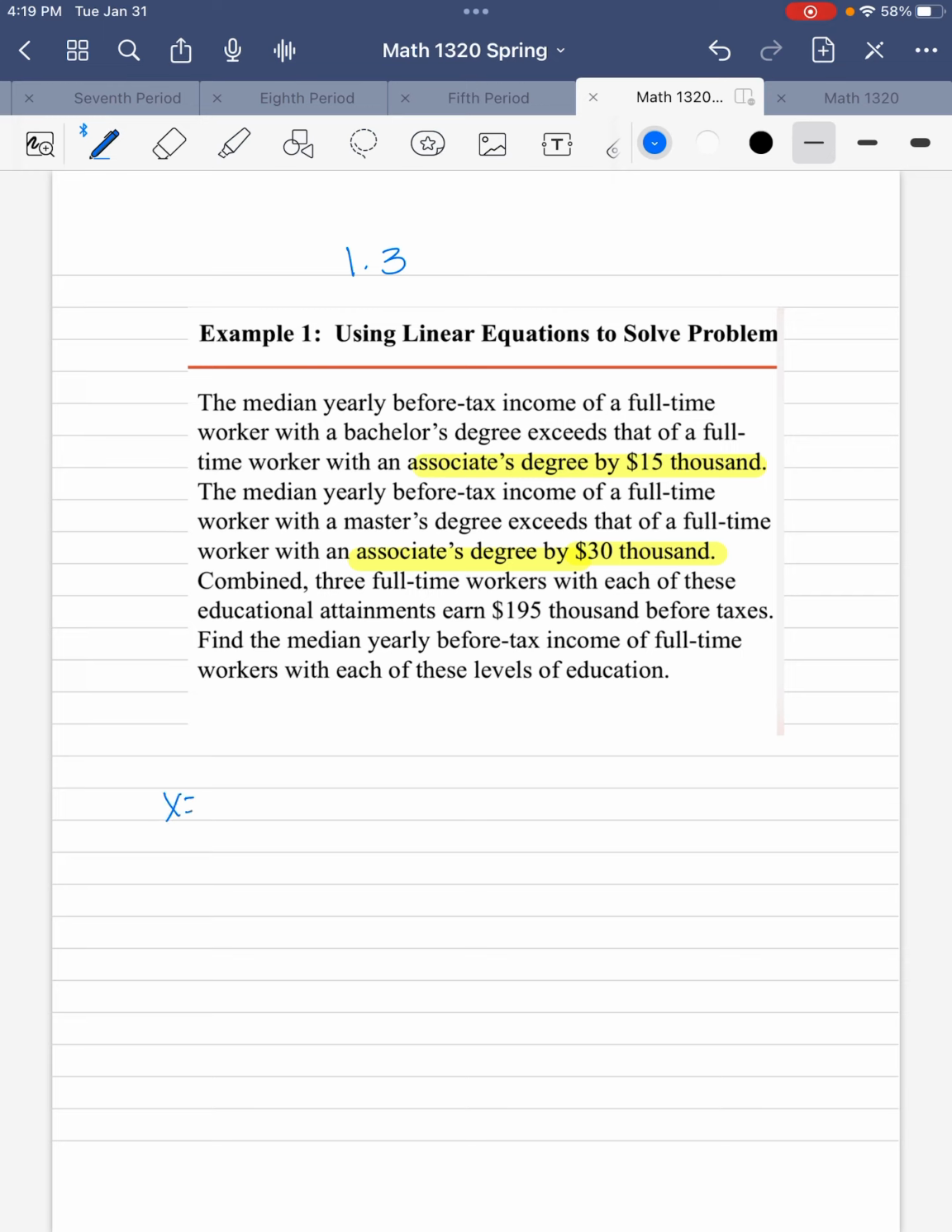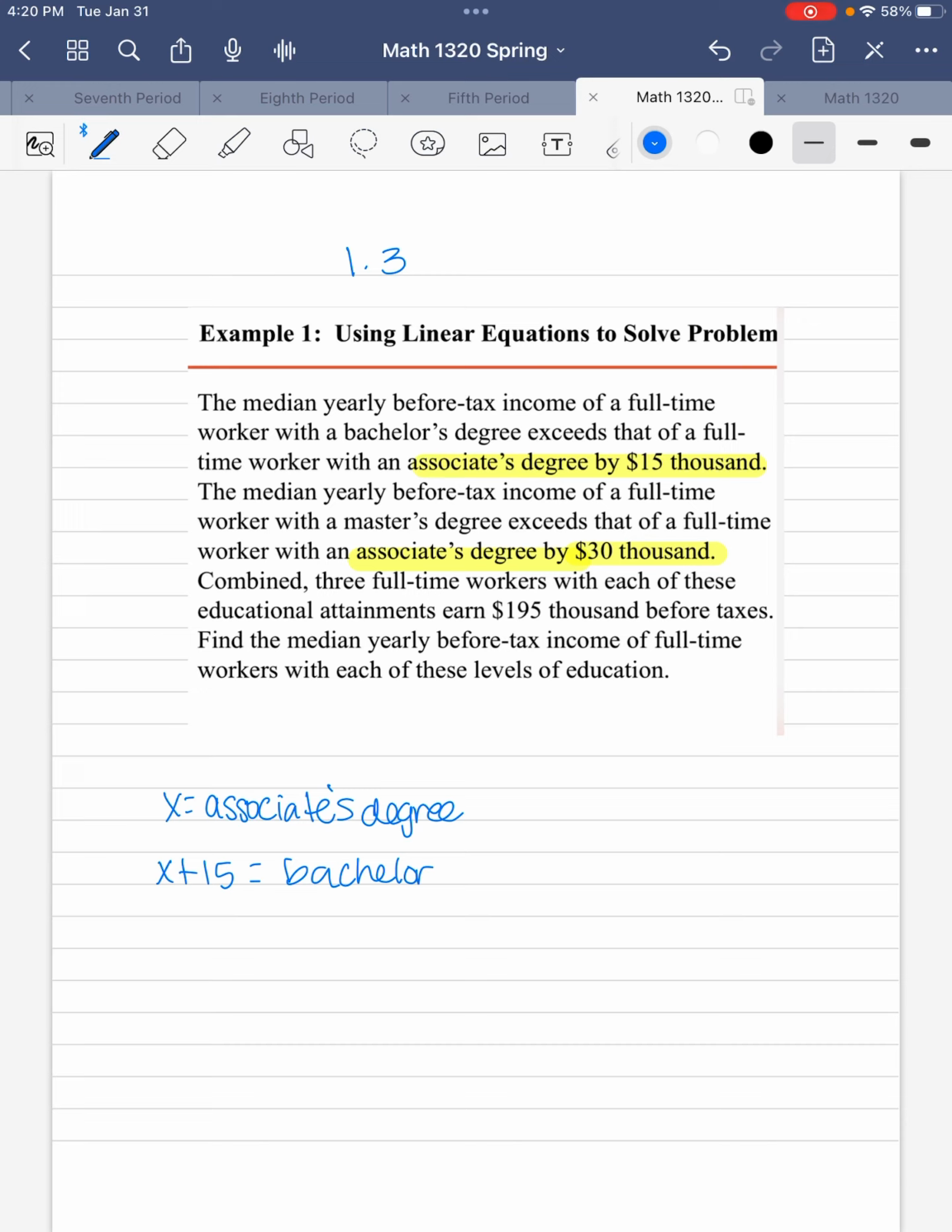So we're going to let x represent the associate's degree. So x is the median salary of someone with an associate's degree. If x is our associate's degree and we know that our bachelor makes $15,000 more, then x plus 15 would be the bachelor's degree median yearly before tax income.